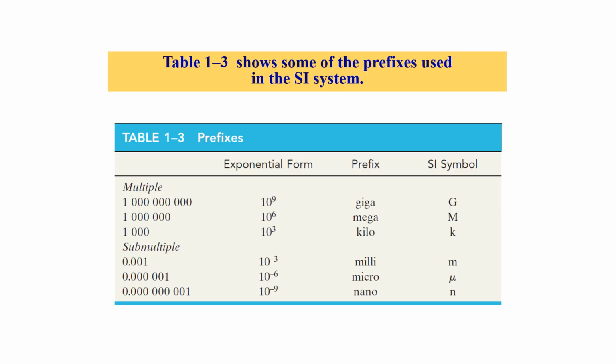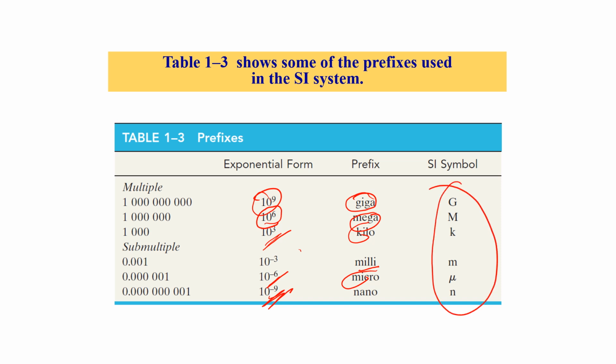Okay, and we may have to know some prefixes, like what giga means, what mega means. Giga means 10 to the power 9, mega means megapascal, so it's 10 to the power 6, kilo means 10 to the power 3, and also milli means 10 to the minus 3, micro means 10 to the power minus 6, and nano means 10 to the power minus 9. So these are the symbols that are used. You may commonly see this type of prefix and symbol to denote these different exponential forms.